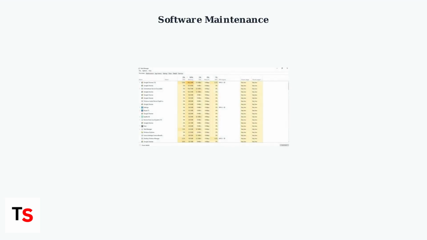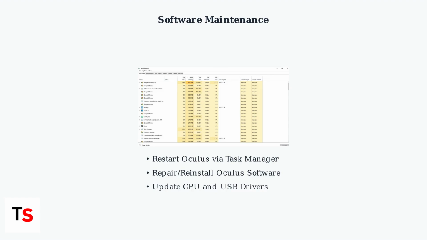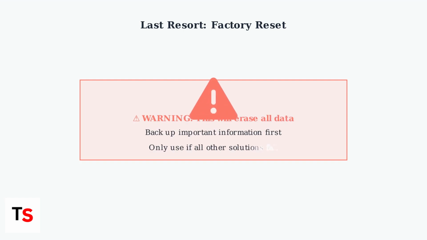Regular software maintenance is crucial. Use Task Manager to restart Oculus processes, repair or reinstall the Oculus software if needed, and keep your GPU and USB drivers updated. As a final option, if all other solutions fail, consider performing a factory reset of your headset. This will erase all data and settings, so make sure to back up important information first.